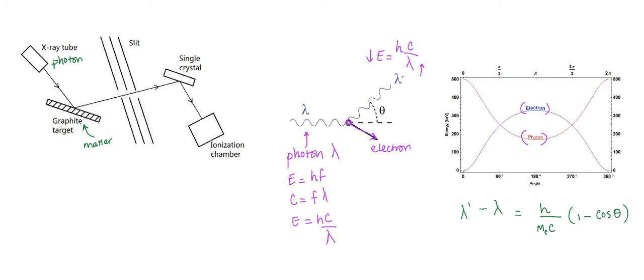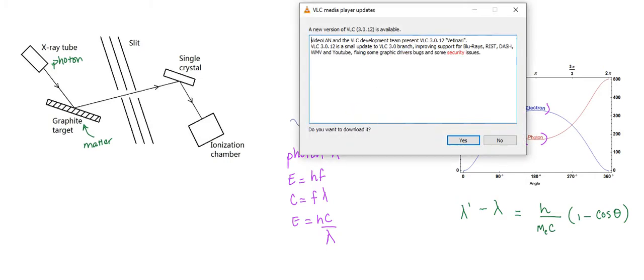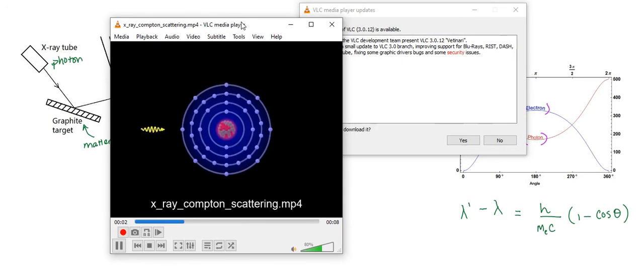So let's take a look here at a little animation for this scenario. I'm going to pull that up over here, and this is known as the Compton Scattering Effect. Okay, now we'll play it again for you here. So let me reverse this. So we see here an incoming photon. It hits, and we have an emitted photon and an emitted electron.